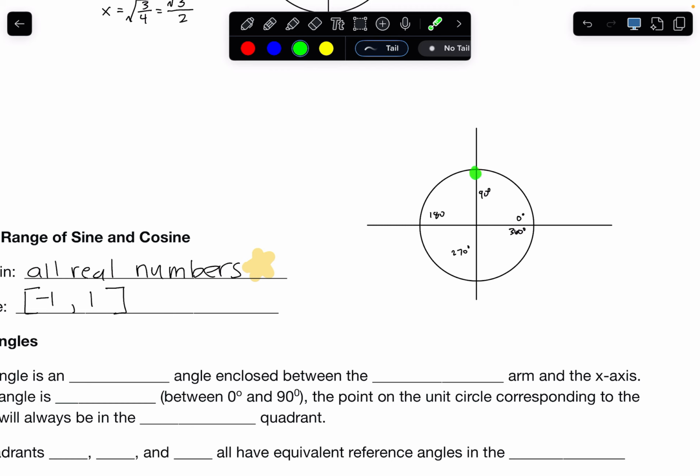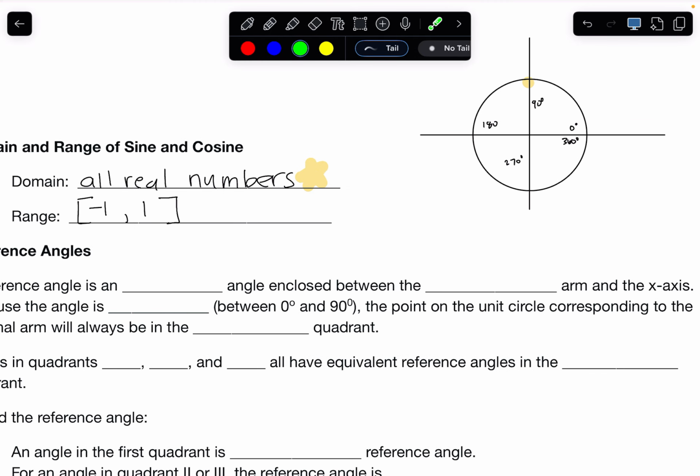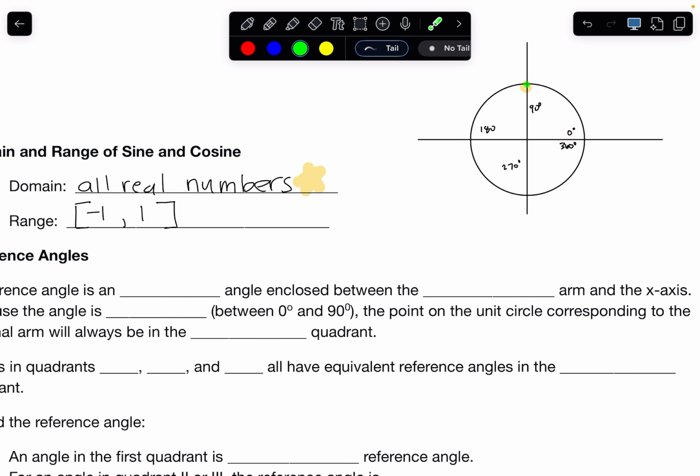0, 1. Sine and cosine are 0, 1. But the angle changes. 90 gives me 0, 1. 450 gives me 0, 1. 450 plus another circle gives me 0, 1. That very first rotation, that's between 0 and 360, so 90 degrees, is what is called our reference angle. It is the smallest possible angle between 0 and 360 with that ordered pair.